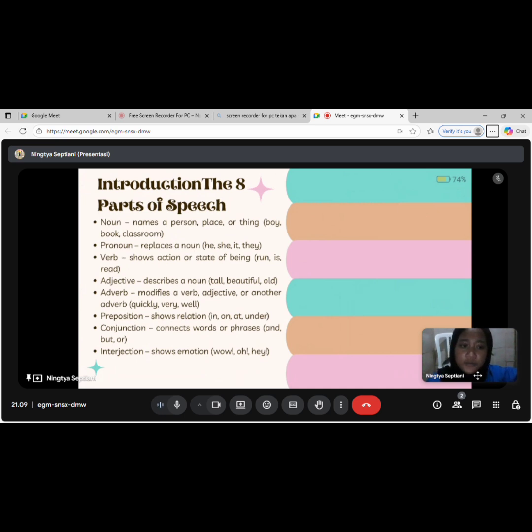A verb shows action, for example, read, play, or study. An adjective describes a noun, like tall, big, or beautiful. An adverb modifies a verb, like quickly, slowly, or well.